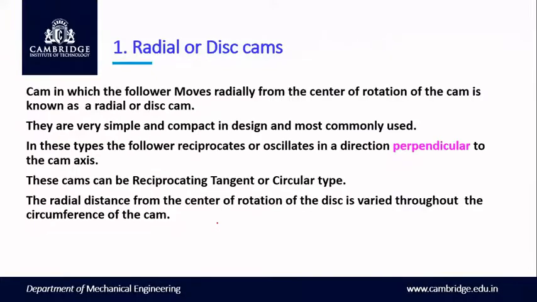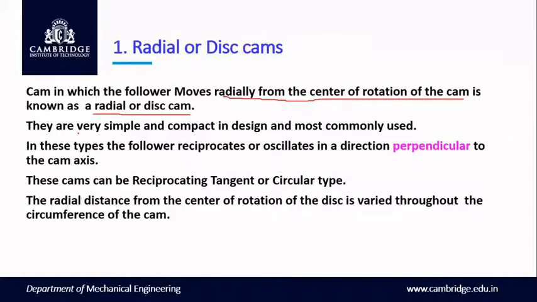The first type of cam is the radial or disc cam. The radial cam is one in which the follower moves radially from the center of rotation of the cam. We call it a radial cam or a disc cam, in which the follower moves radially from the center of the cam. That's why it's called a radial cam.